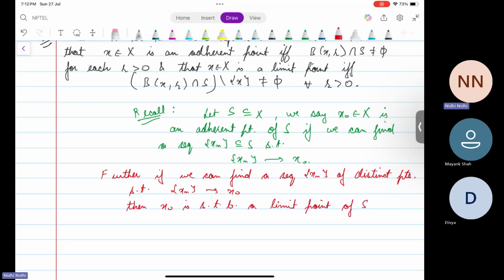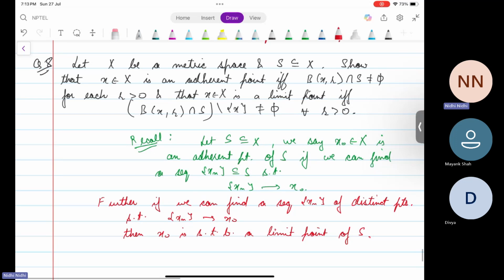Now we need to show that x is an adherent point if and only if the set B(x, r), the ball around x of radius r, intersection S, is non-empty for each r positive. So no matter what radius I take, if this is B(x, r), its intersection with S should always be non-empty. So let's see how we can prove it.